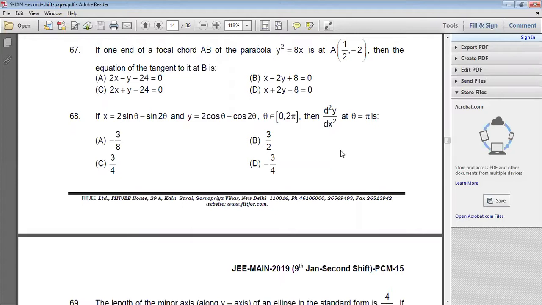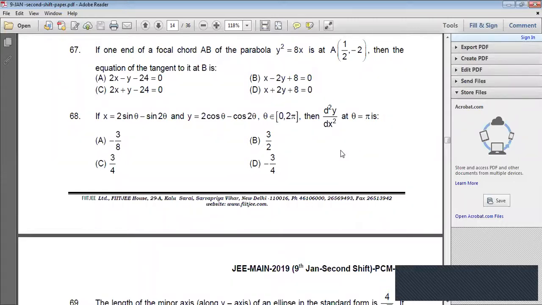Not the 2019, 2020. So observe the problem. X is equal to 2 sine theta minus sine 2 theta. Y is equal to 2 cos theta minus cos 2 theta. We have to find the second derivative at theta is equal to pi.